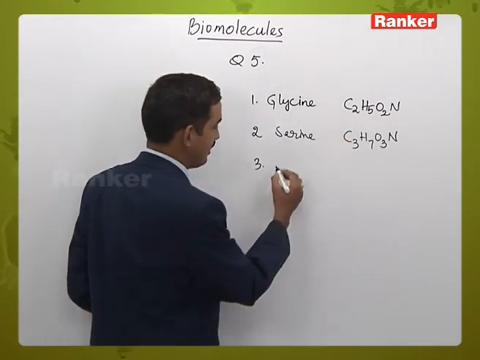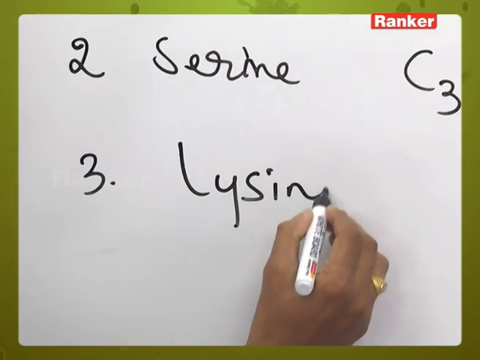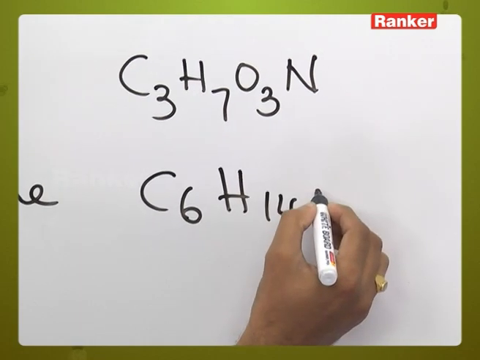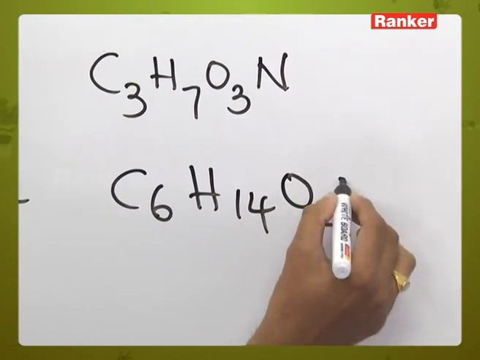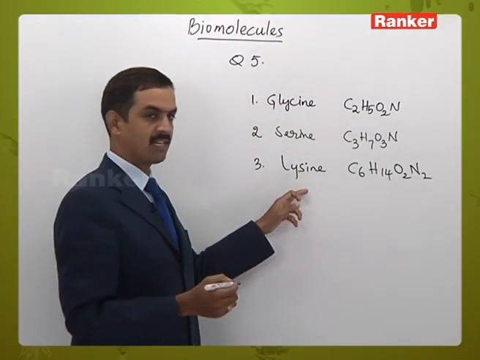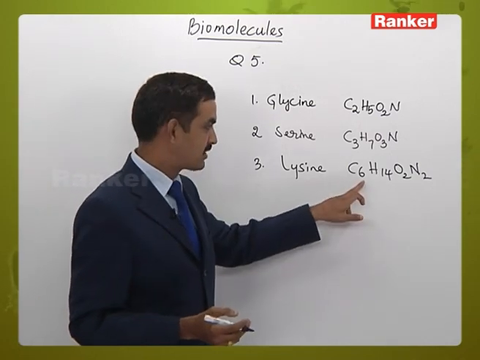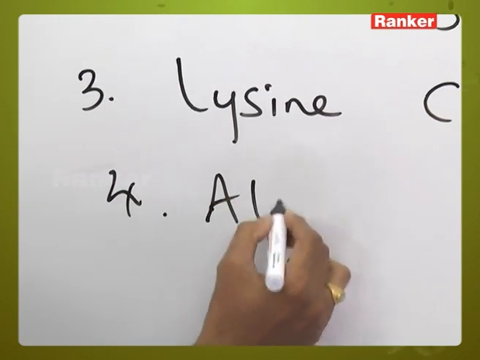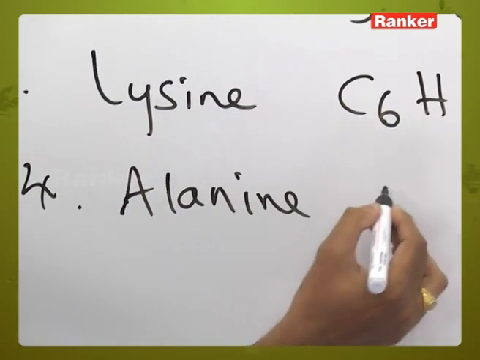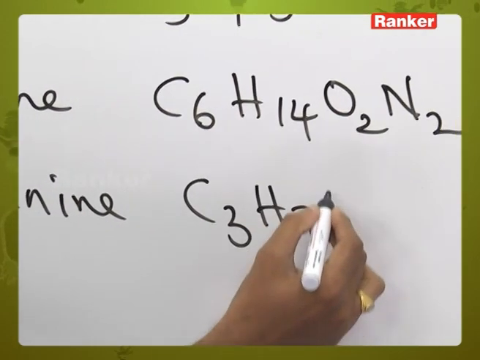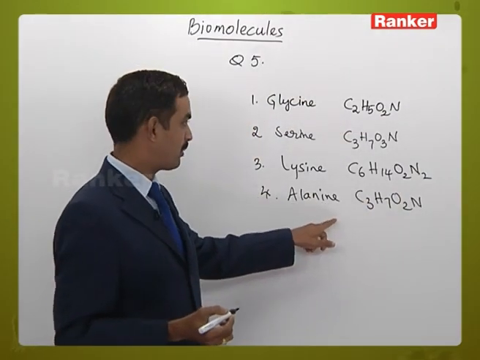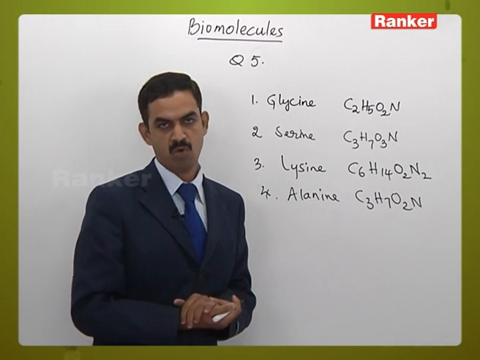The third one is lysine, C6H14O2N2. This is an amino acid which contains 6 carbons in it. Then the fourth one is alanine, C3H7O2N. It also contains 3 carbons, like serine.